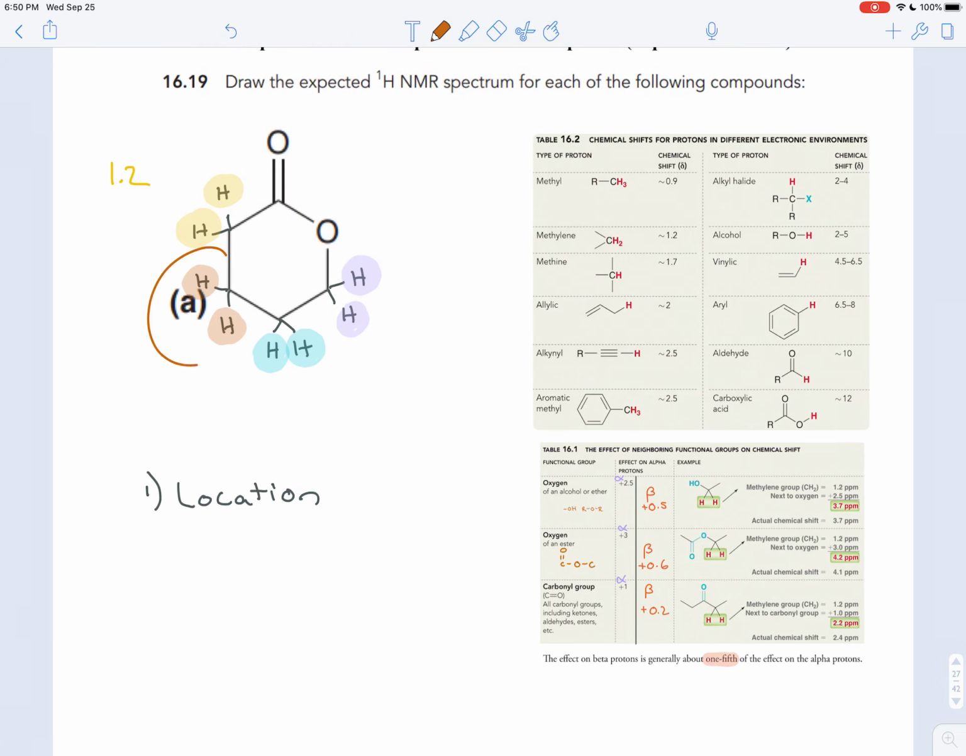For the brown hydrogens, that's another CH2, so we'd expect, again, those to show up at around 1.2. For the blue hydrogens, that's yet another CH2, so 1.2. And then for the purple hydrogens, that's another CH2, and so 1.2.